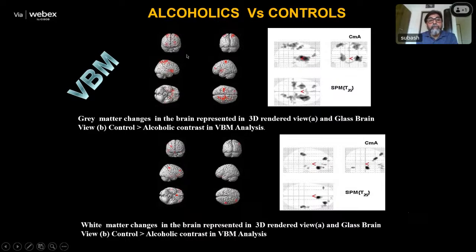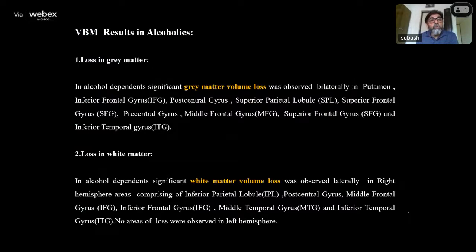This is a 3D rendered view of the brain surface. I can show these areas and how volume and densities, gray matter, white matter densities have varied due to alcoholism or any other disease process. So this is loss in gray matter. In alcohol dependent subjects, significant gray matter volume loss was observed bilaterally in putamen, inferior frontal gyrus, postcentral gyrus. These are the areas where you have found the reduced gray matter volume. And similarly, you also have a loss in white matter in different regions.